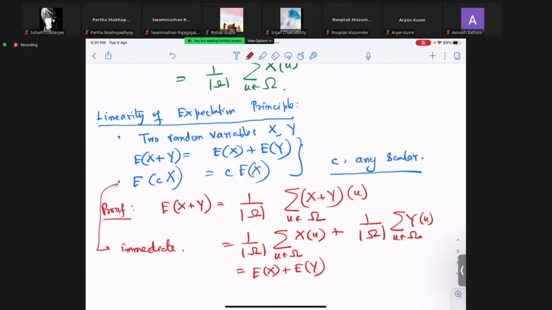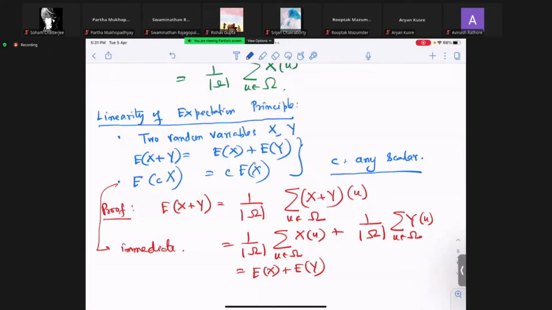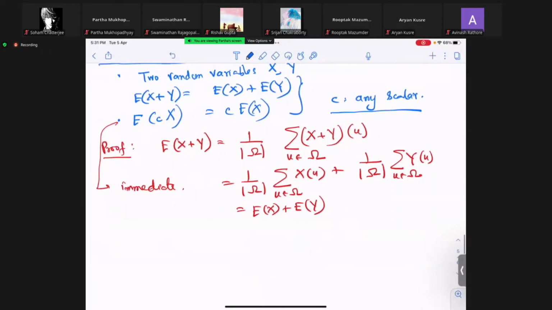I guess today's class could be a shorter class because some part went to the last class, and I guess the probability will get over today mostly. So let's see some applications.